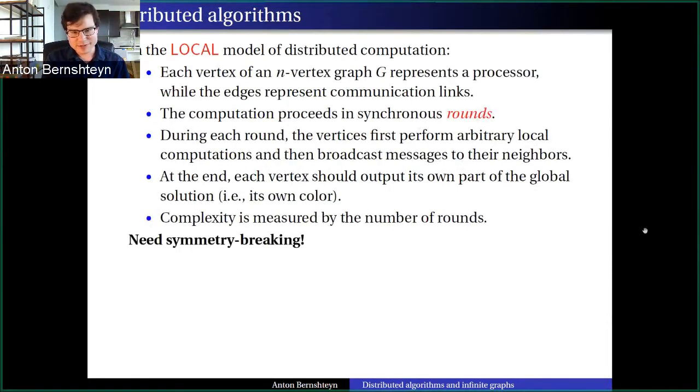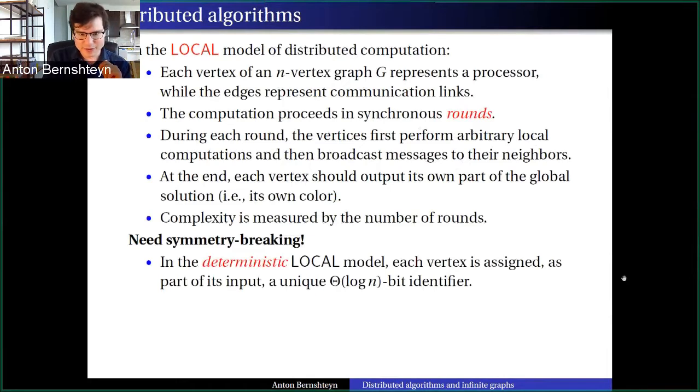You might observe already at this point that there's something lacking in this description. Imagine that the graph is, say, the complete graph on n vertices. Every vertex runs the same algorithm, so it looks exactly the same from the point of view of each vertex. How are they going to decide which is going to get which color? Right, that's problematic. So we need some kind of symmetry breaking mechanism that allows the vertices to distinguish between each other. And there are two standard approaches for symmetry breaking.